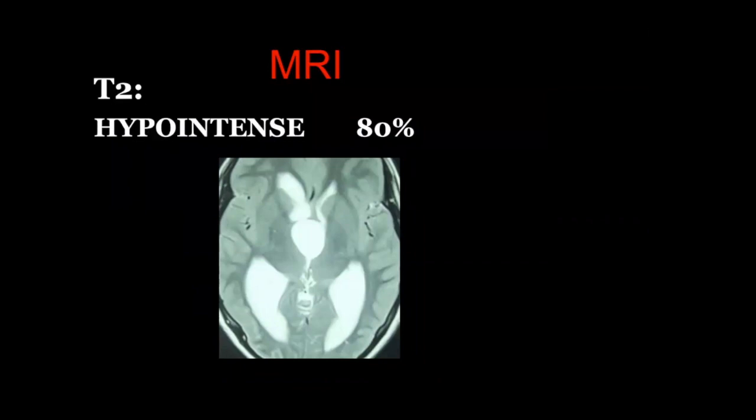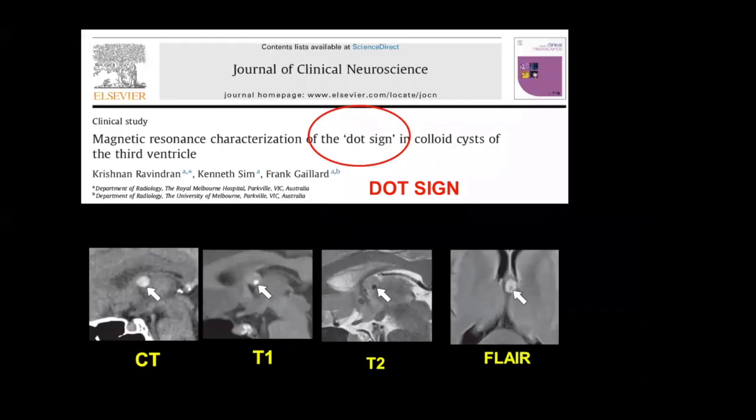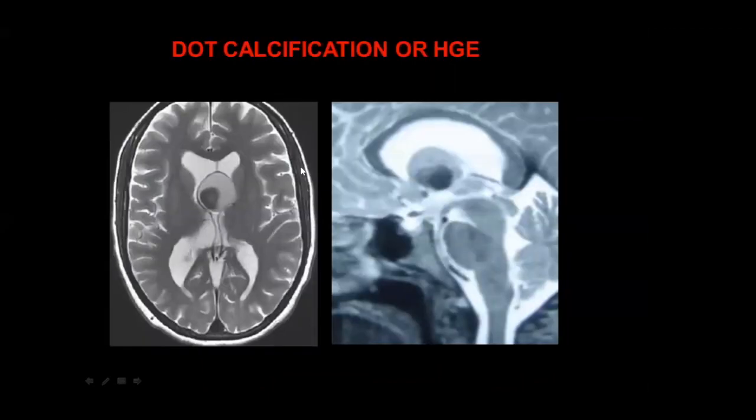The T2 is hypointense in 80% of patients, but sometimes you'd see this black dot. This is inspissated contents, and in these patients it's difficult to treat them by endoscopy because it is rather hard to remove, and I'll show you some of the cases. So this is the paper about the dot sign. On CT, on T1, on T2, and on FLAIR, you can see it. It's important because it means either there is calcification or hemorrhage. In either case, you will find that it is really firm, sometimes hard.